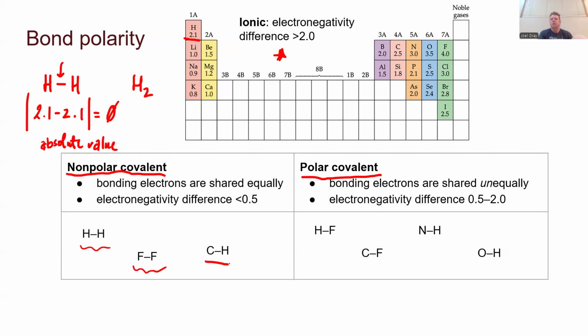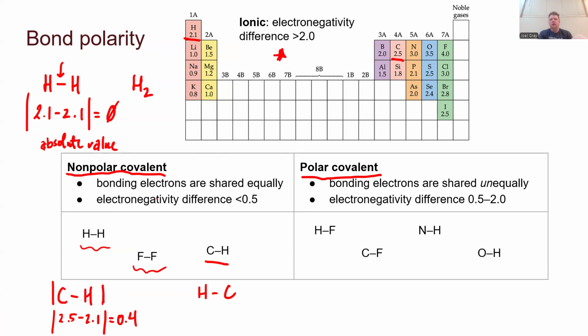Now, C-H, that presents a different story. So let's look at this in two different ways. I'll do C-H, and then I'll also do H-C. So the electronegativity for carbon is 2.5. I'm going to do an absolute value, 2.5 minus 2.1. Okay, so 2.5 minus 2.1 is 0.4.